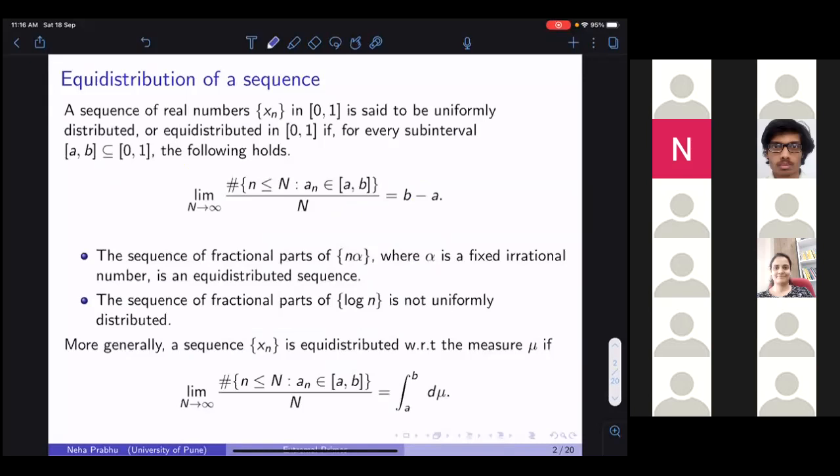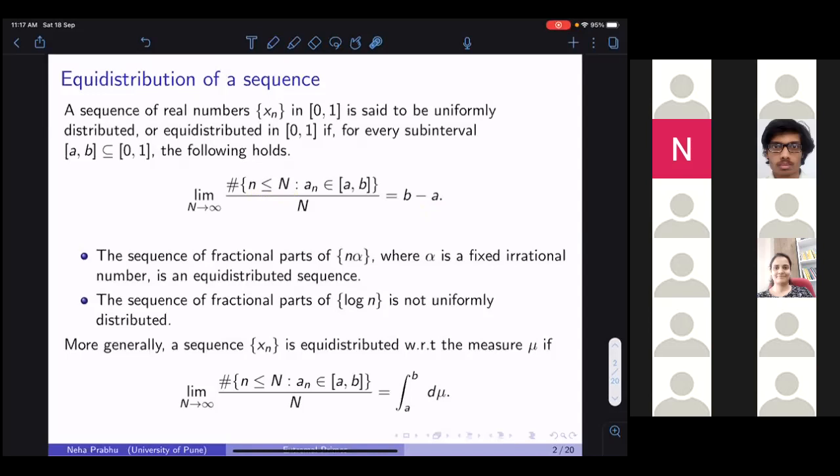So Kaninika in her talk gave a definition in terms of equidistribution of sets. So I'll go a step back and talk about just a sequence. A sequence of real numbers x_n in [0, 1] is said to be uniformly distributed or equidistributed if for every subinterval [a, b] in [0, 1], the following holds. The proportion of n up to capital N of the elements of your sequence lying in the chosen interval [a, b] tends to the length of this chosen interval. So in some sense, it's saying that it's spread out evenly across all subintervals.